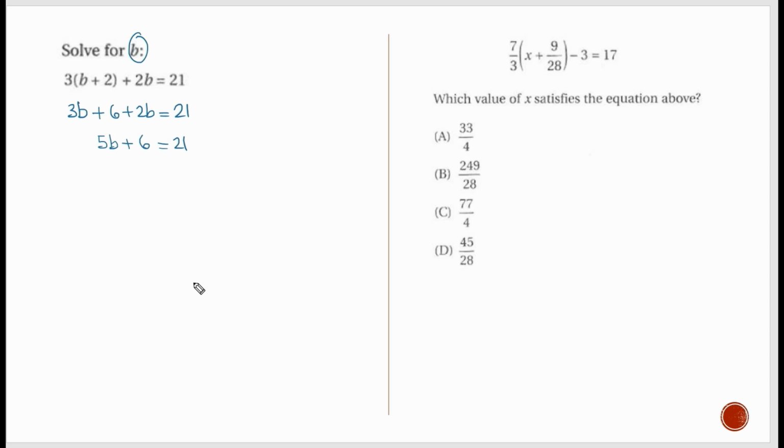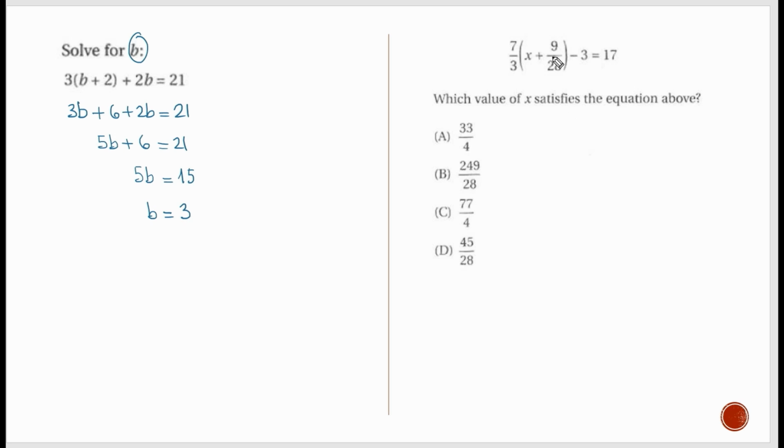After that, we will subtract 6 from both sides. So we get 5b equals to 15. And at last, we will divide both sides by 5. So finally, the answer is 3.